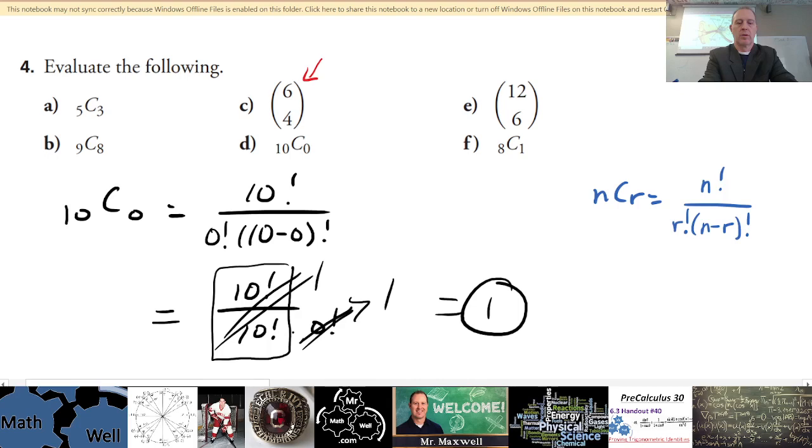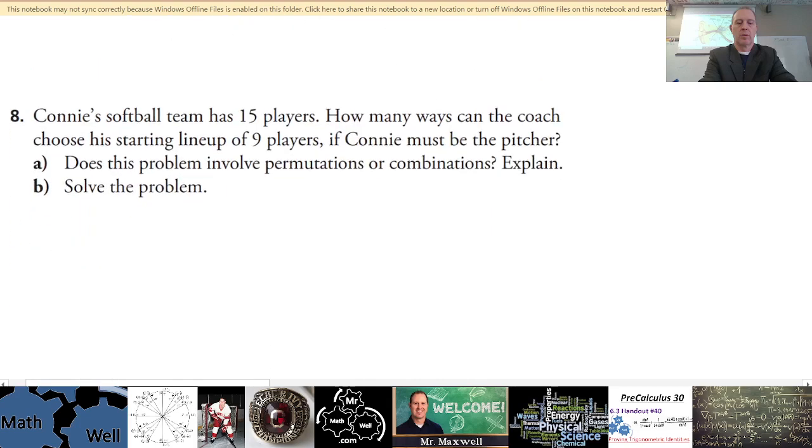Okay, any problems with 4? We're good? 4 is pretty basic? Okay. 8. Anybody have trouble with 8? Yes, I see one nod. Okay. Let's take a look at this. It seems confusing maybe at first, but let's see what it looks like.